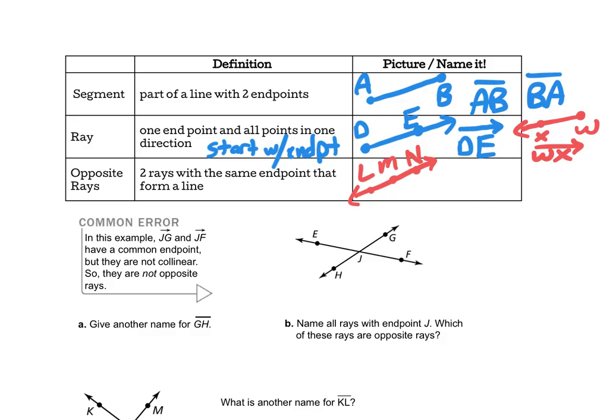Okay? And so what we would say here is that MN and ML are opposite rays. It means they're going opposite directions. They start at the same point, go opposite directions through different points.